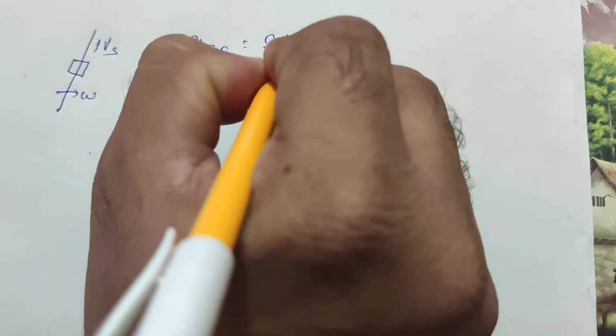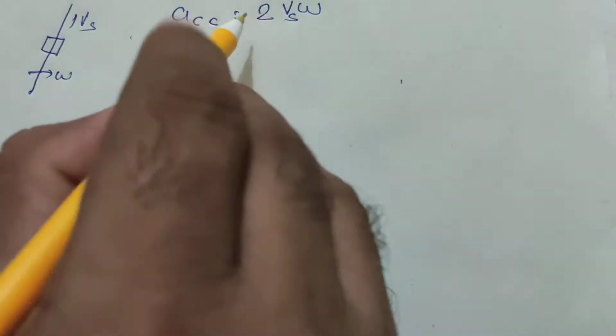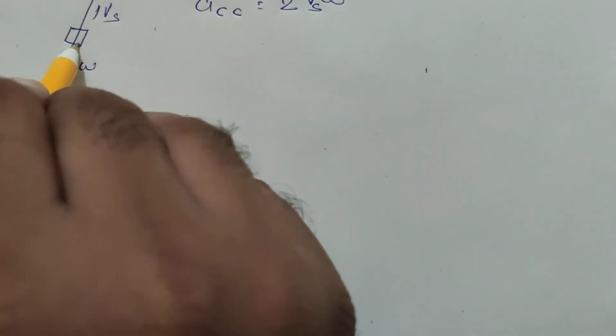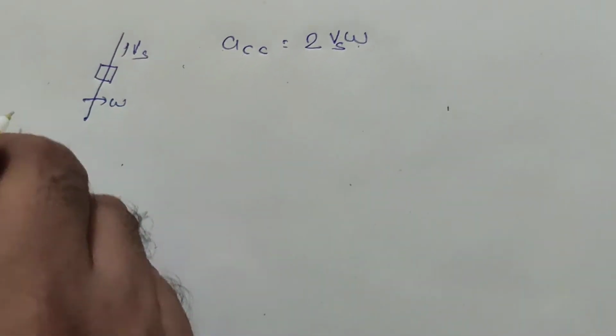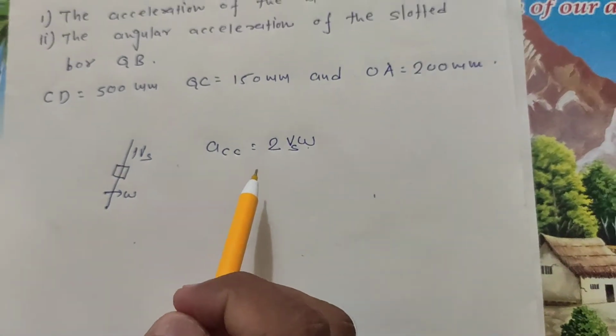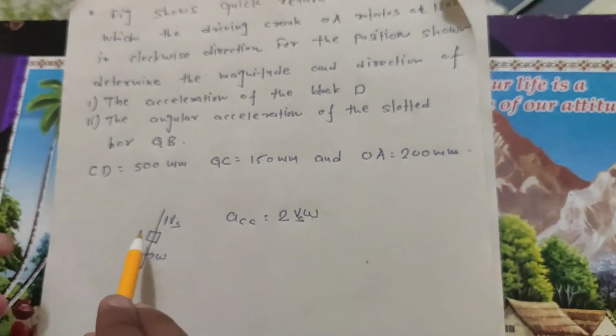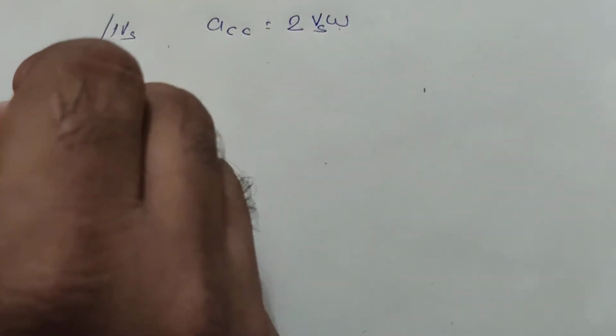that is nothing but 2VSW. Vs is the velocity of the slider, and W is the angular velocity when it rotates. So in this component we have to find out the acceleration component. It is necessary to know that when the link rotates, the slider may move upward or downwards.